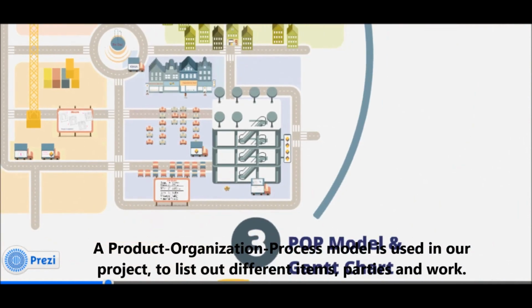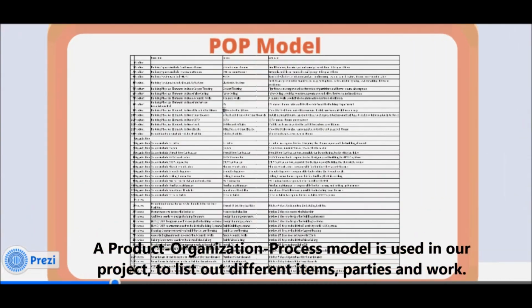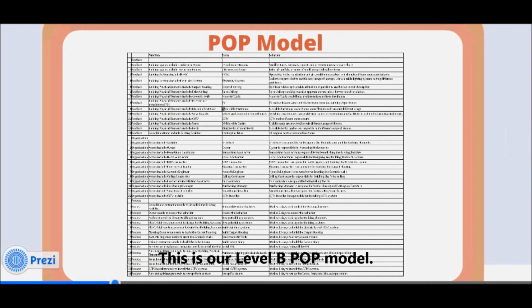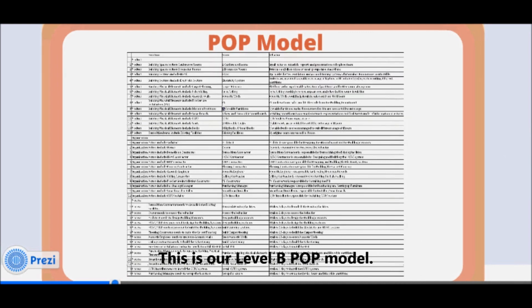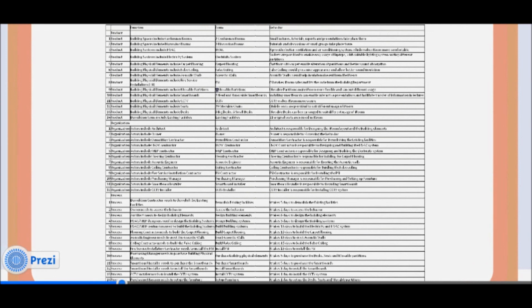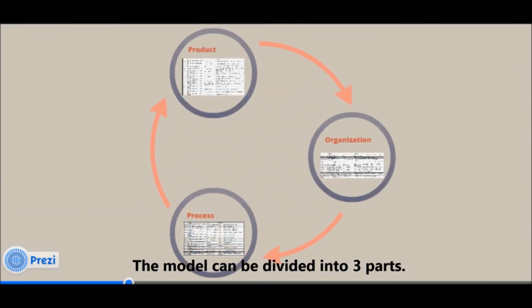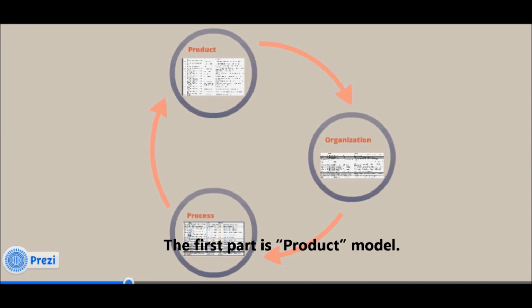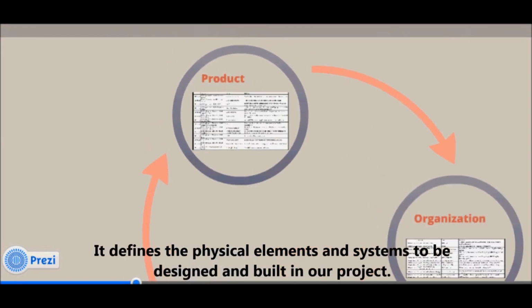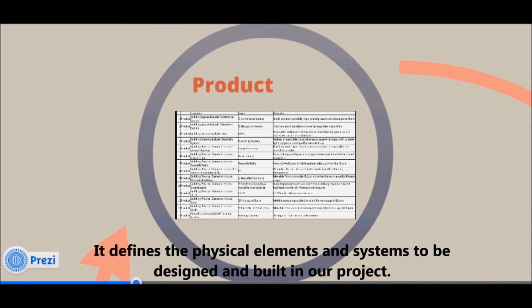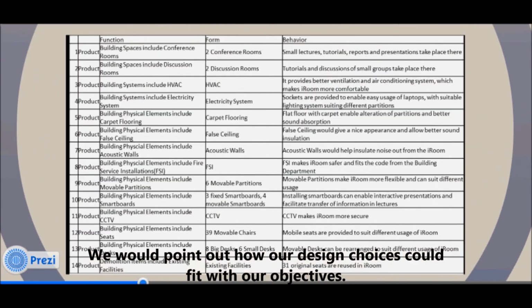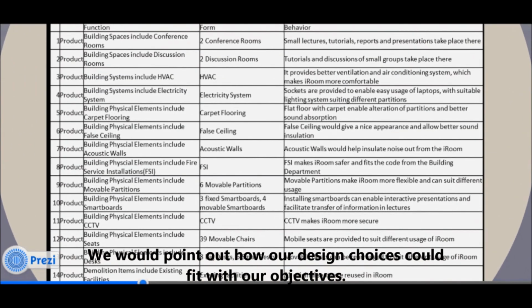A product organization process model is used in our project to list out different items, parties, and work. This is our Level B POP model. The model could be divided into 3 parts. The first part is product model. It defines the physical elements and systems to be designed and built in our project. We will point out how our design choices will fit with our objectives.